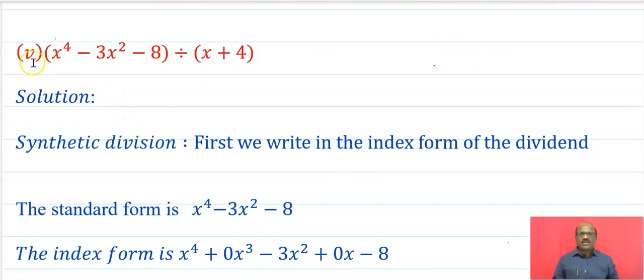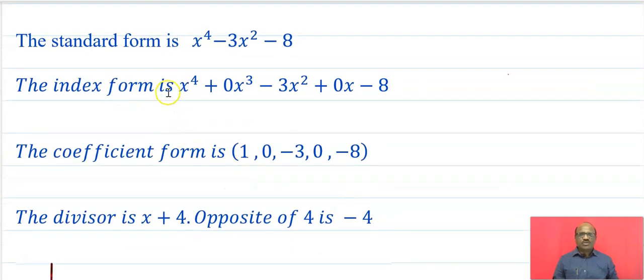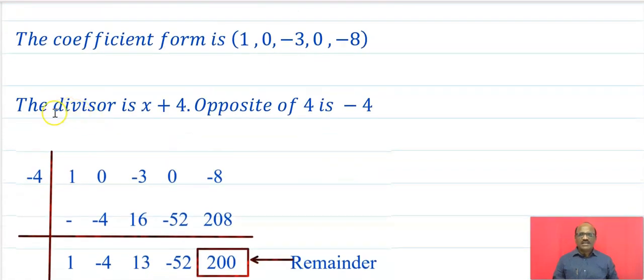What about the next term? x raised to 4 minus 3x square minus 8 is divided by x plus 4. Now the standard form, write in the index form. This is the standard form, which is in decreasing power of x. Index form: x raised to 4 plus 0x cubed minus 3x square plus 0x minus 8. The coefficients are 1, 0, -3, 0, -8. Now the divisor is x plus 4. The opposite of 4 is -4.